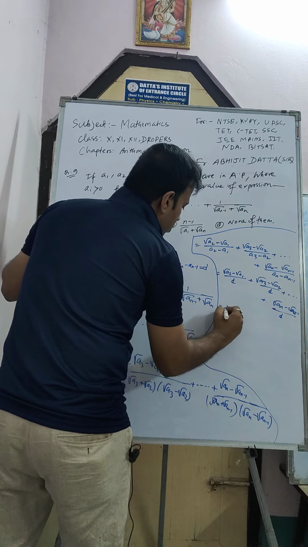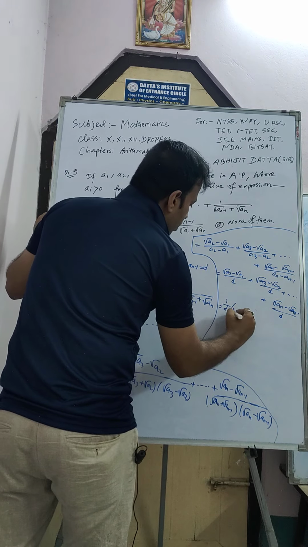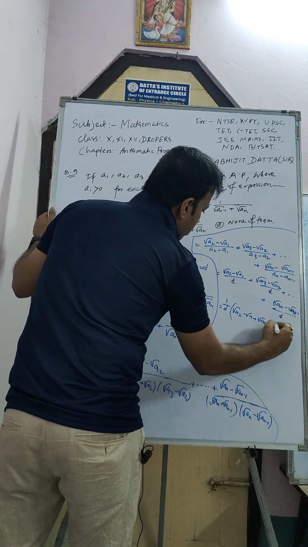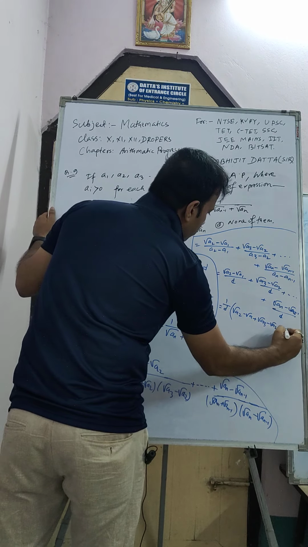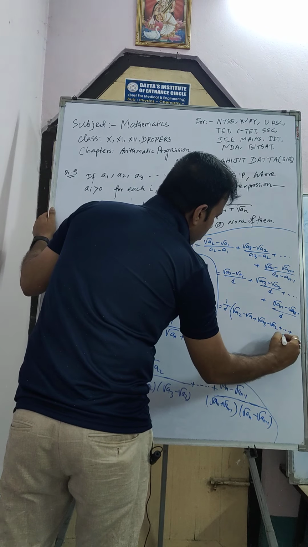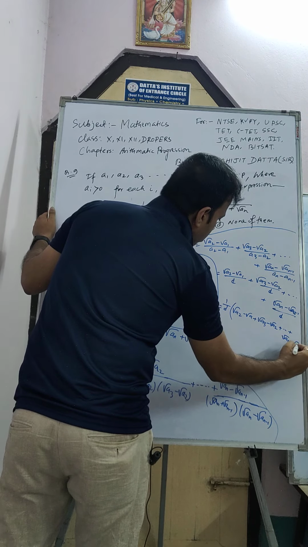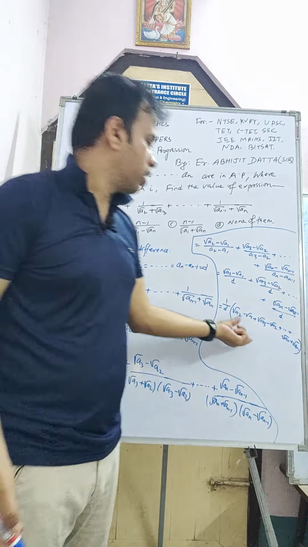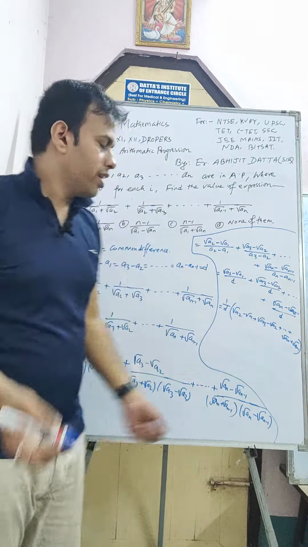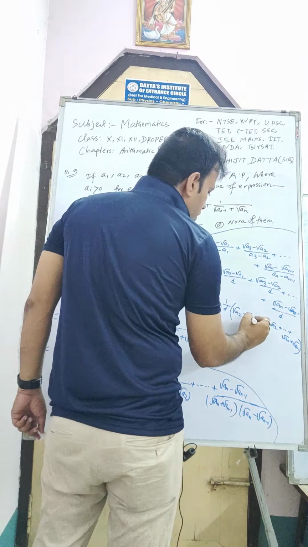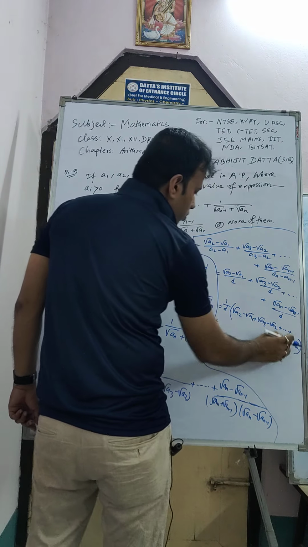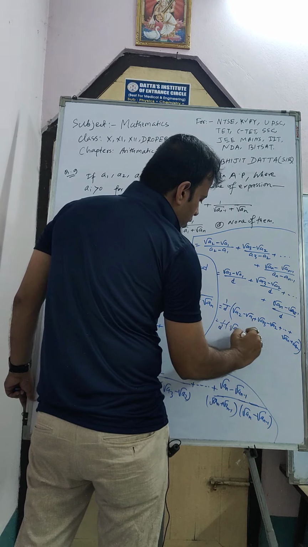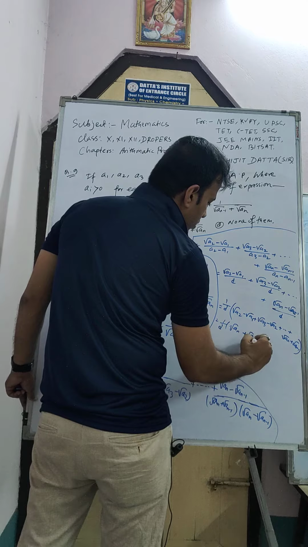So take 1 by d as common, and it will be left with root a2 minus root a1, root a3 minus root a2, plus ... plus root an minus root a(n-1). Since it is a series, all the middle parts will be cancelled out. Only the first part, root a1, and the last part, root an, will be left.